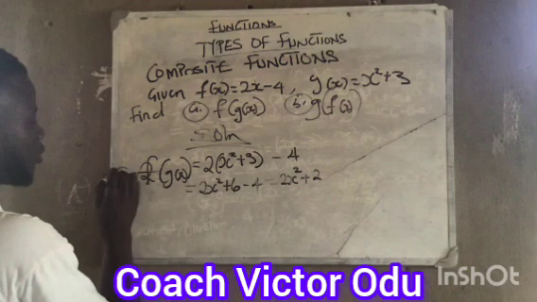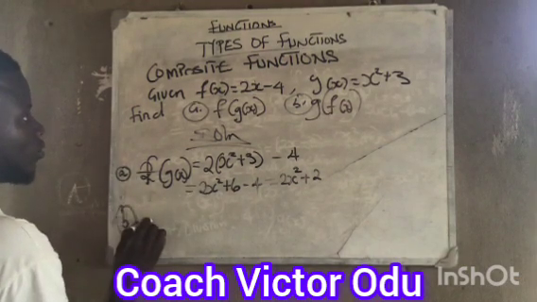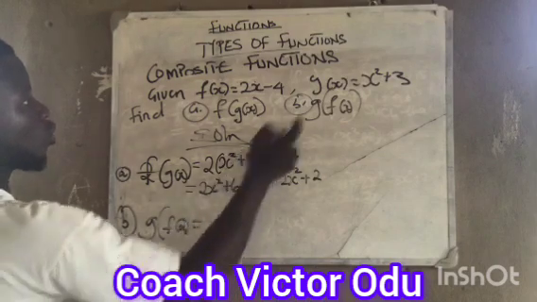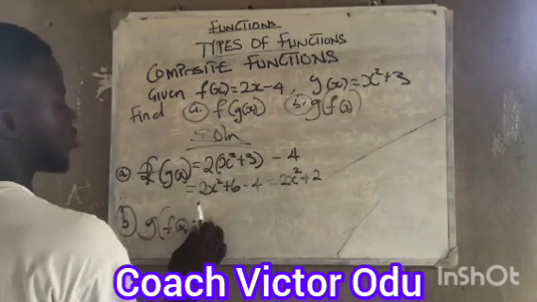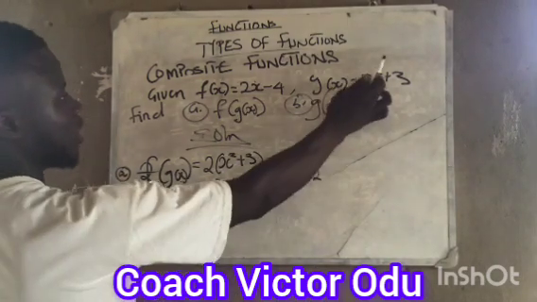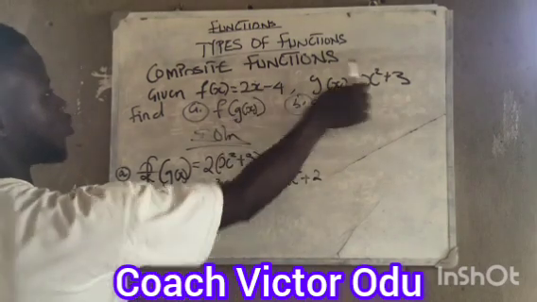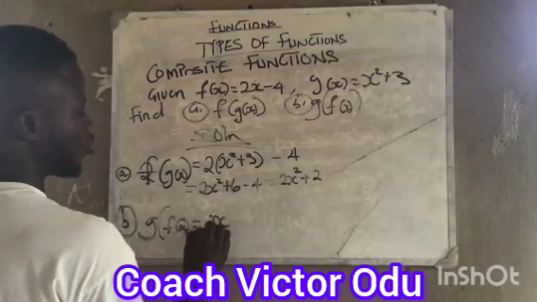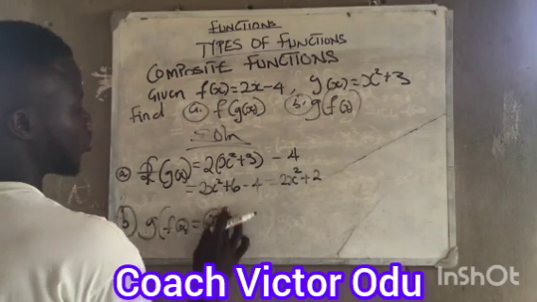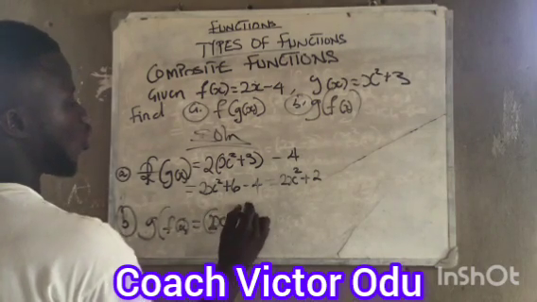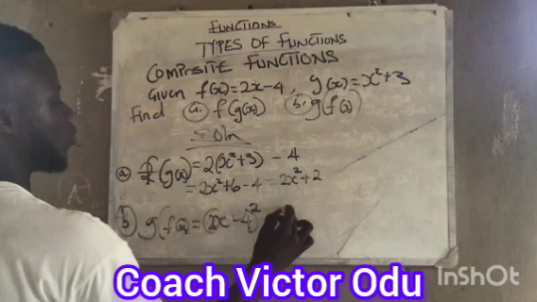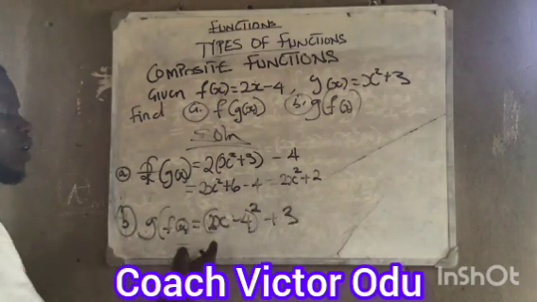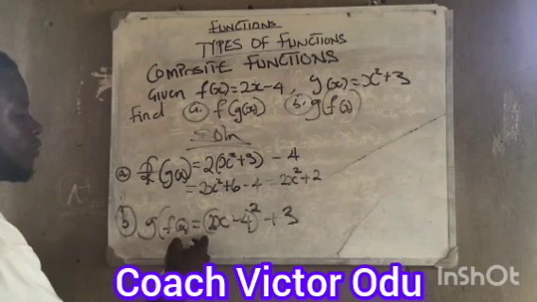So this is A, this is B. We have to find g into f of x, which is equal to, we write this. So instead of writing x squared, we're going to put this into x. So we're going to be having 2x minus 4, all squared, plus 3. So what we are going to be having now is to find the square of this.